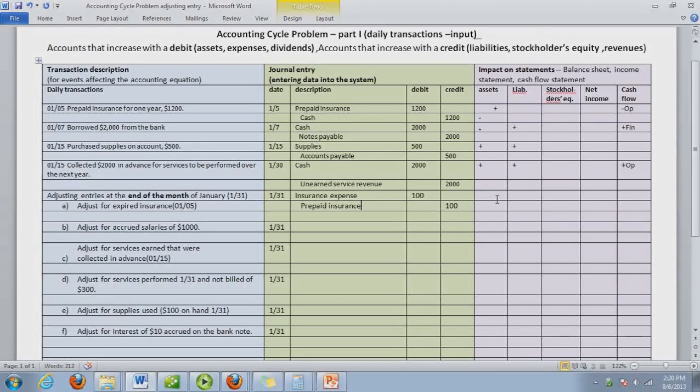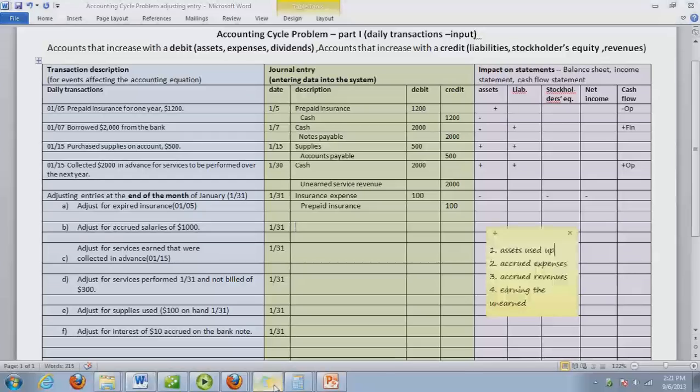The impact of an asset used up on the statements: for the balance sheet, we see the assets going down. On the income statement, because we have an expense, we have less profit. Expenses are closed into retained earnings, which is in stockholders' equity, so we also see stockholders' equity going down. You can see the balance sheet still balances, and we have an impact on the income, and of course no impact on cash.